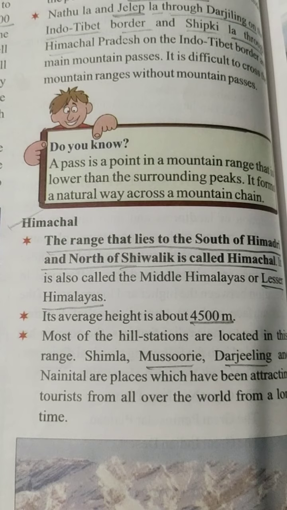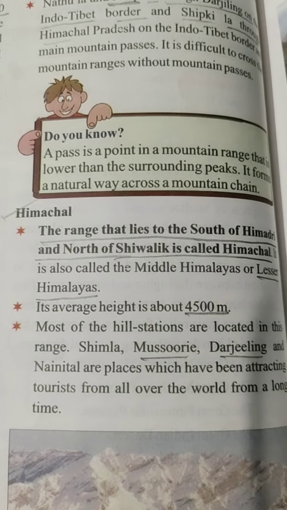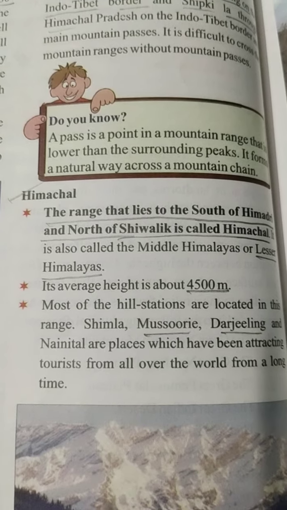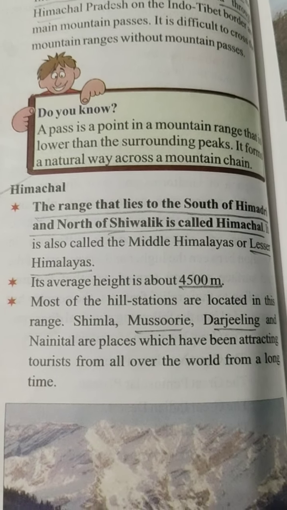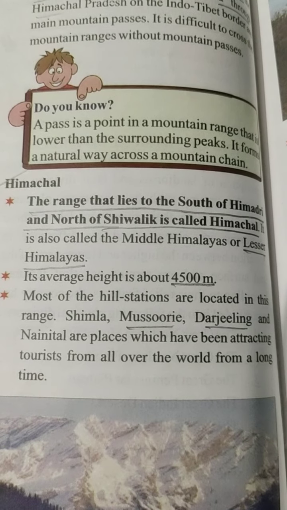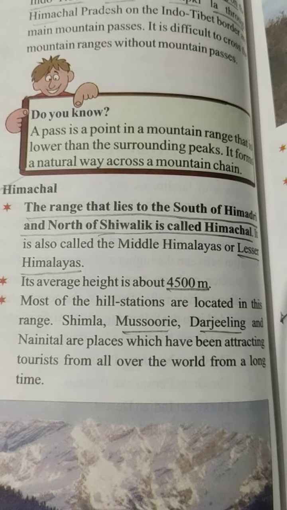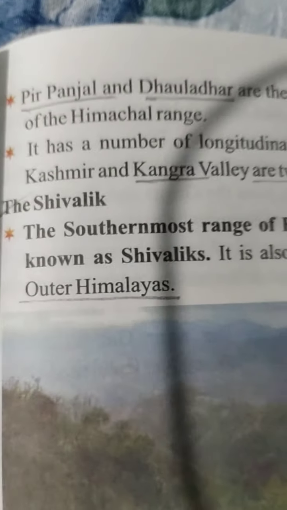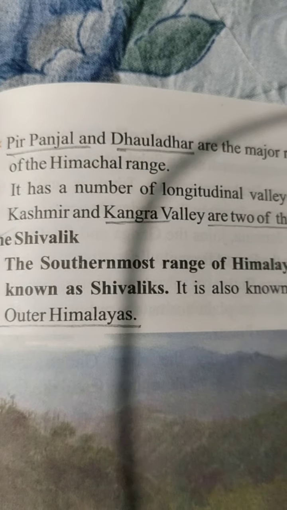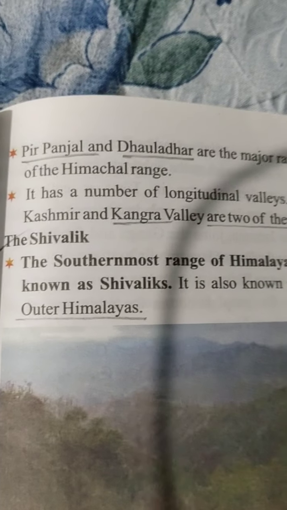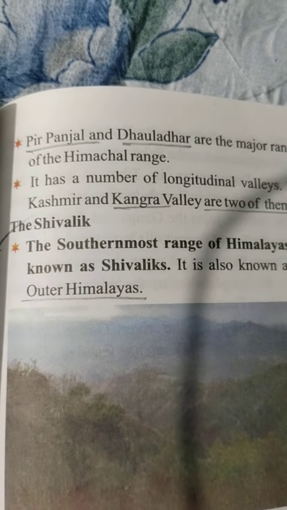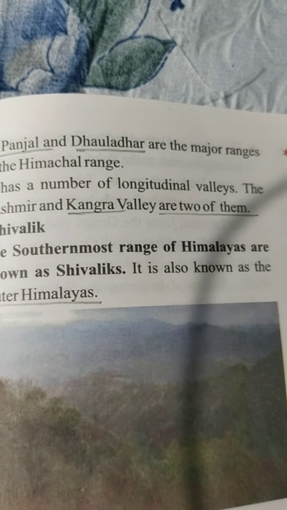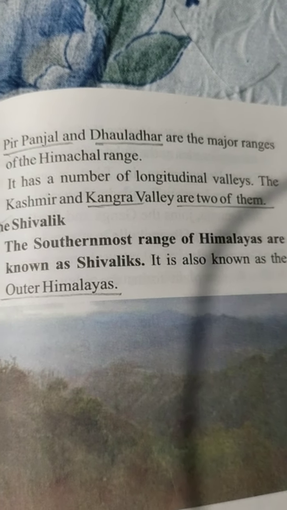Its average height is about 4,500 meters. Most of the hill stations are located in this range. Simla, Mussoorie, Darjeeling and Nainital are places which have been attracting tourists from all over the world for a long time. Pir Panjal and Dhauladhar are the major ranges of the Himachal range. It has a number of longitudinal valleys. The Kashmir and Kangra Valley are two of them.